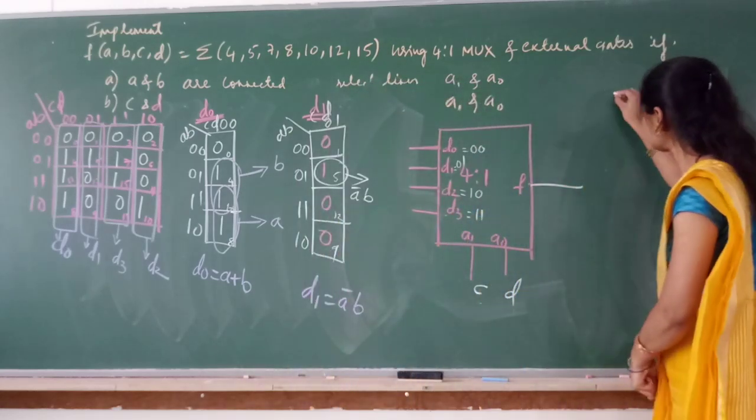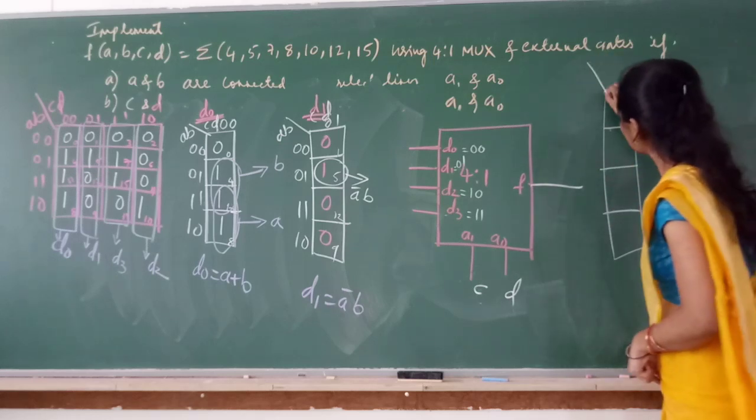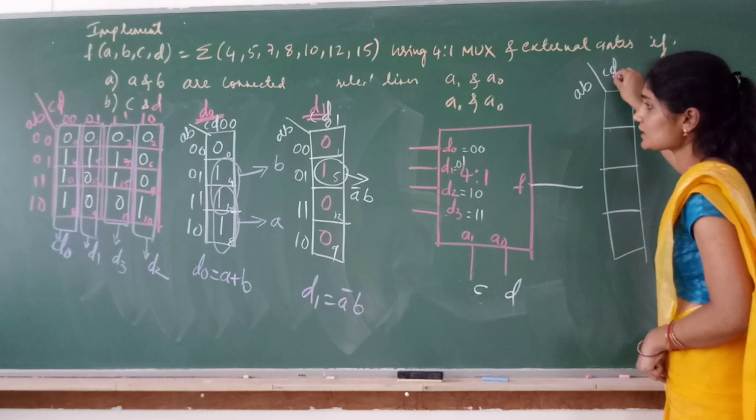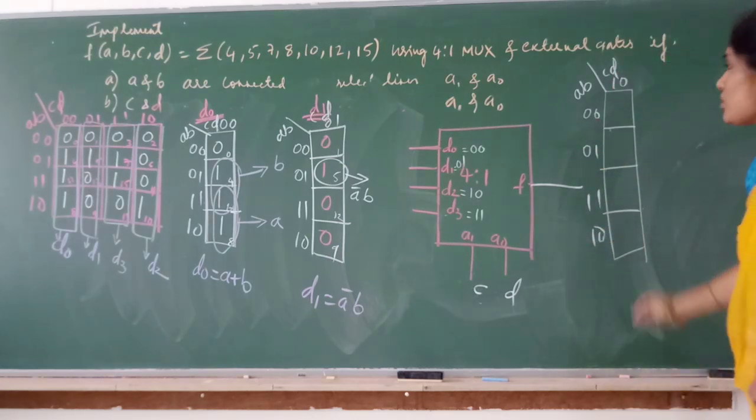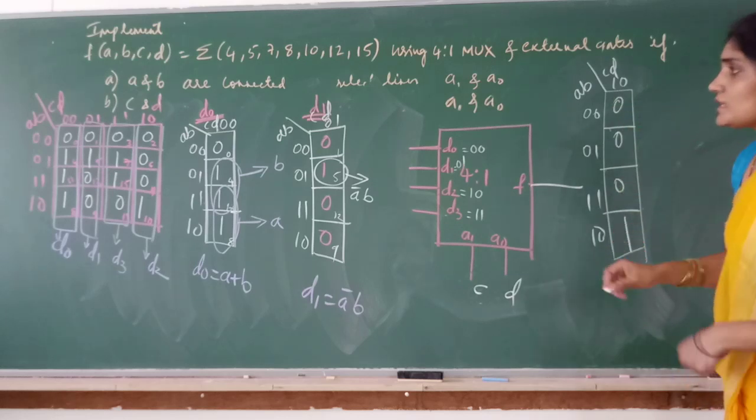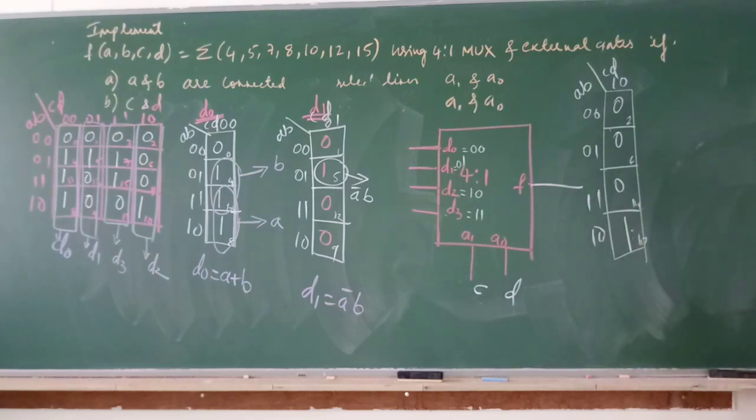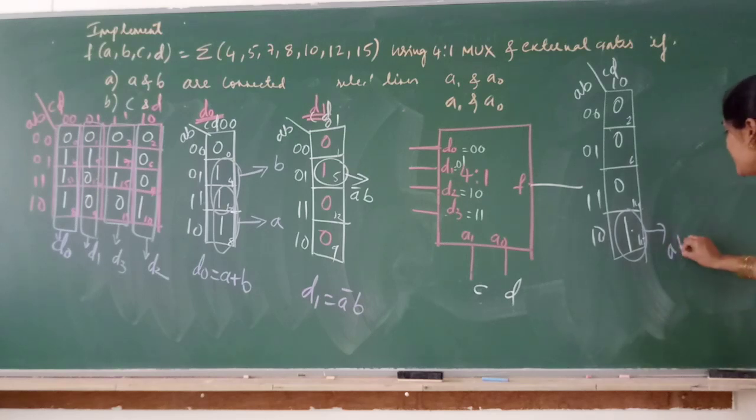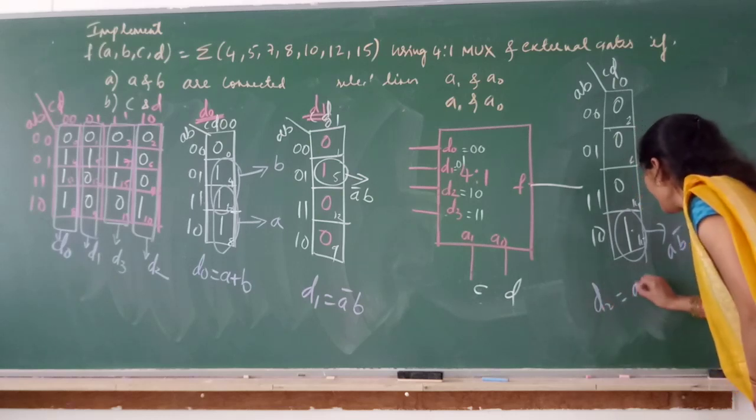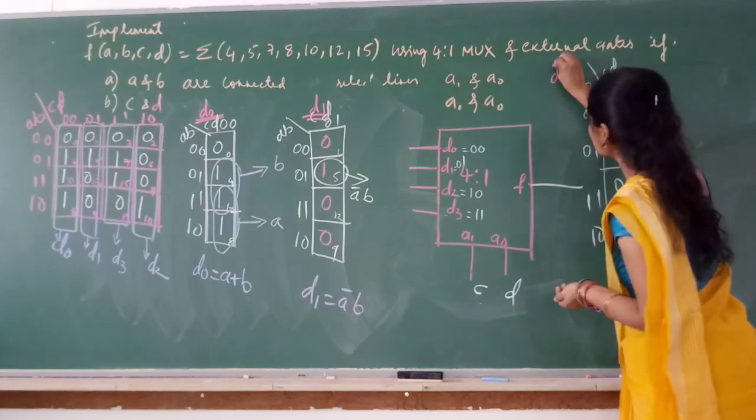D2. So write the K-map. A, B, C, D. CD is taking 1, 0, right? 0, 0, 0, 1, 1, 0, 1, 1. So it is 0, 0, 0, 1, 0, 0, 0, 1. Cell numbers are 2, 6, 14, 10. Again, only one cell we have got. So this is alone, no grouping. So what is the equation I get? A, B bar, right? So D2 is A B bar. Now solve for D3.